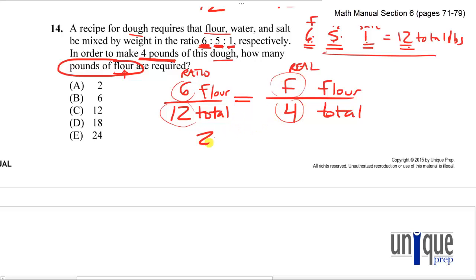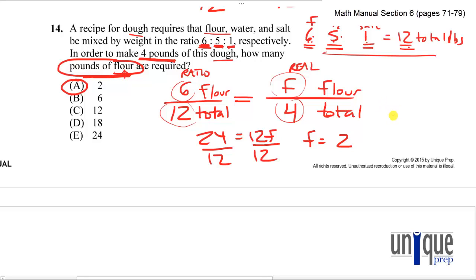I cross multiply, I get 24 equals 12F, divide by 12, divide by 12, and I get that my pounds of flour in this mixture of 4 pounds of dough will be 2. And my answer is A, because they are indeed asking for pounds of flour.